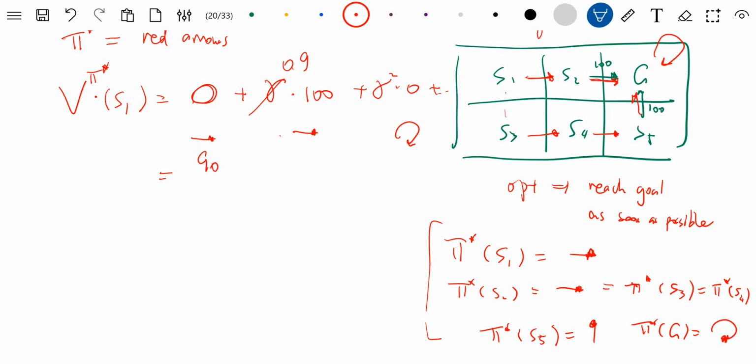So similarly, if you do it this way, if you start with S2, then the value of S2 will be 100. This is 90. This is 100. This is 90, and this is 81, if you follow the same process.